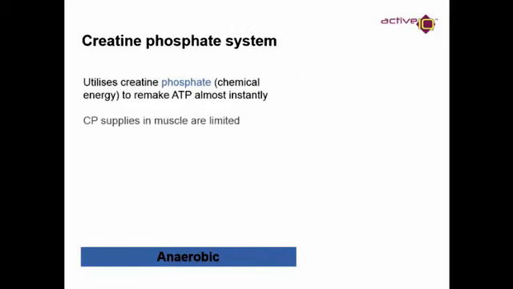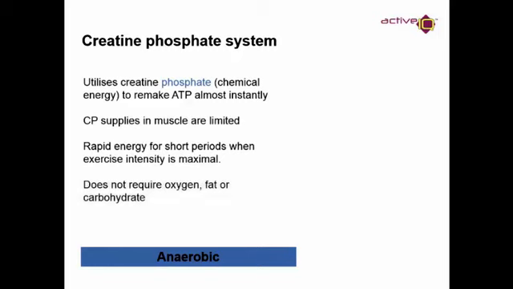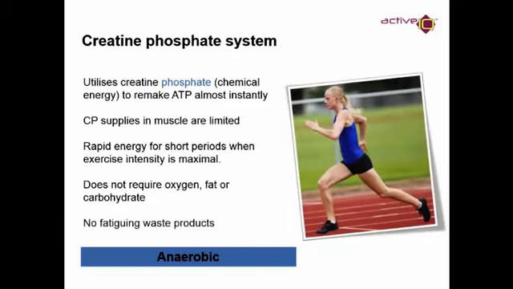The first one we're going to look at is the creatine phosphate system. The creatine phosphate system essentially uses phosphate chemical energy, and it makes ATP almost instantly. So pretty much straight away we can get more ATP in the body, and we use creatine phosphate to do that. However, supply of creatine phosphate is very, very limited as well, and that's why this system can only be used for something like a sprint, something that happens very, very quickly and explosively, because there's not that much of it there.